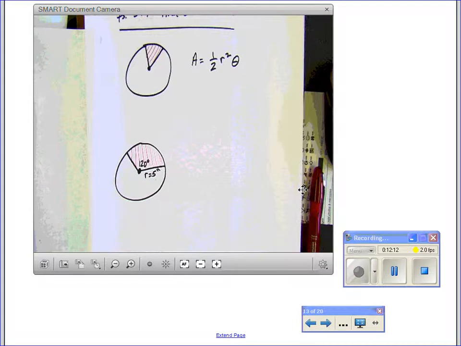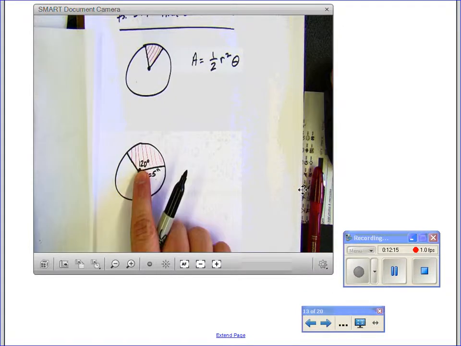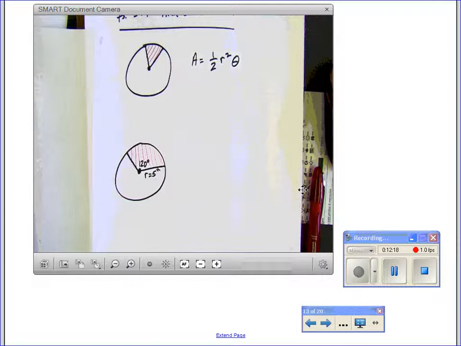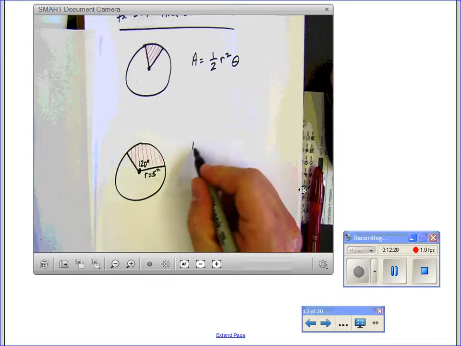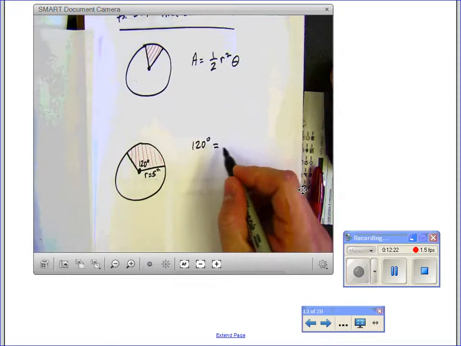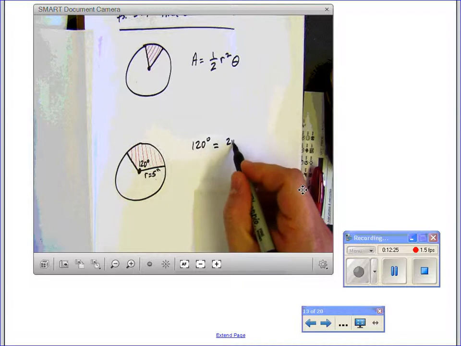Okay. So now, could we have done that if it was 130 degrees? No, you'd have to convert it to radians. Okay. But we're still converting it to radians. We just don't have to do all the work, do we? Okay. What was it? 2 pi over 3? Okay.